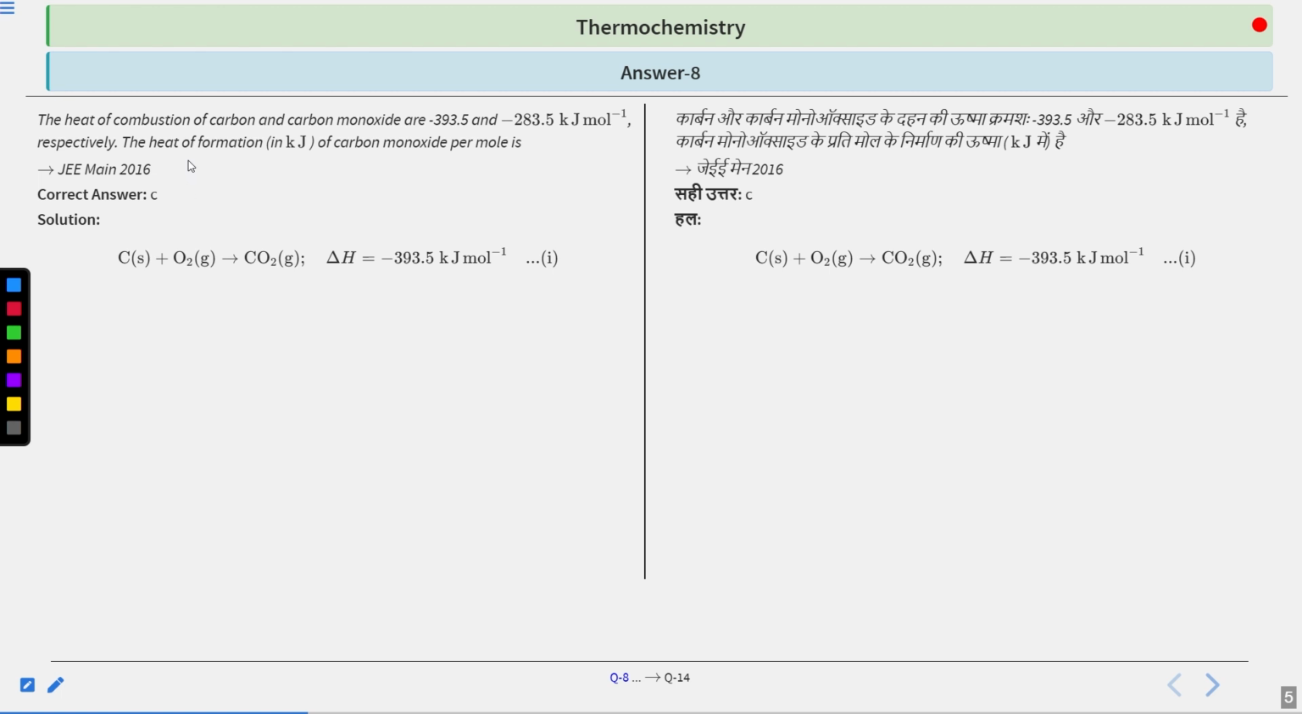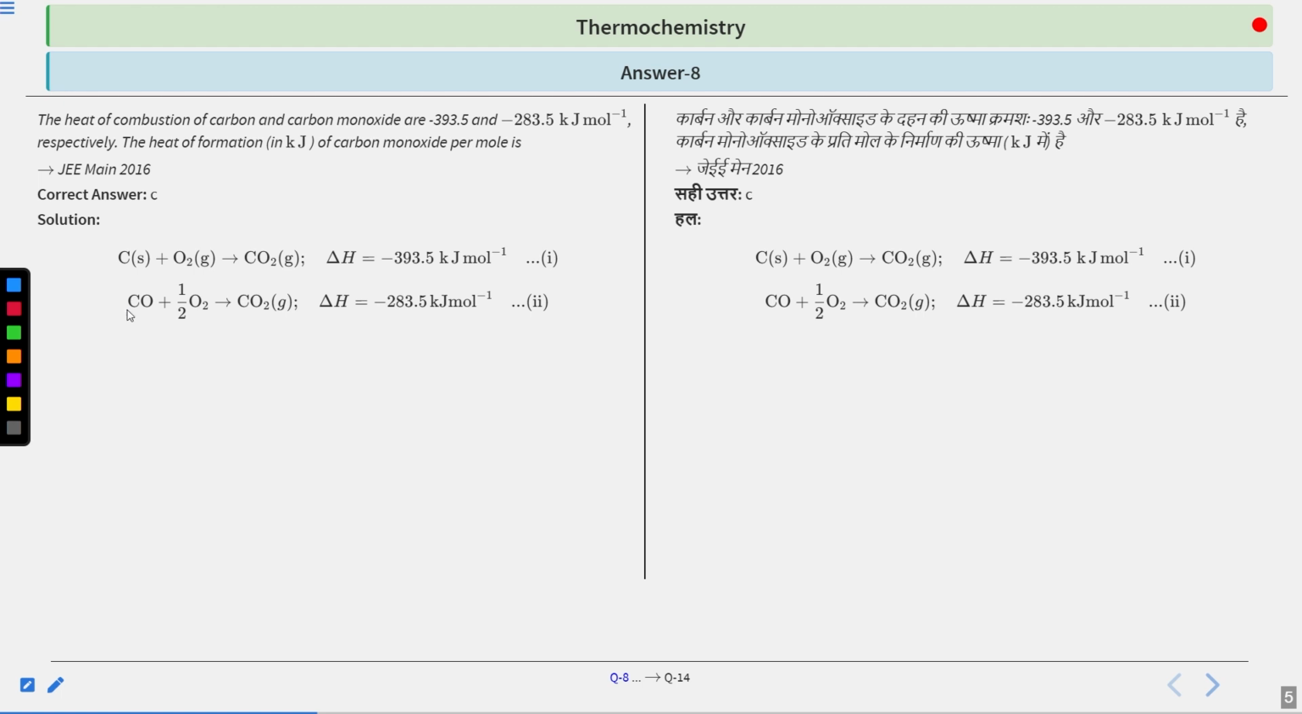Now we will write the combustion equation for carbon first of all. Carbon in its standard state is solid. Then we take the oxygen, which is in gaseous state, again in the standard state, and which gives us CO2. So this is the combustion equation, very simple. Its value is given as minus 393.5. We have written it as it is and taken it as equation 1.